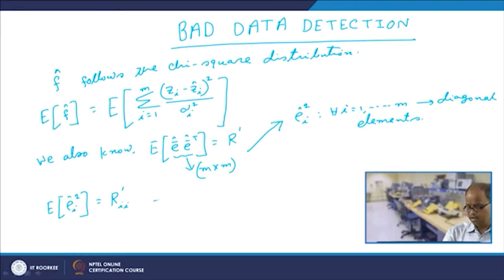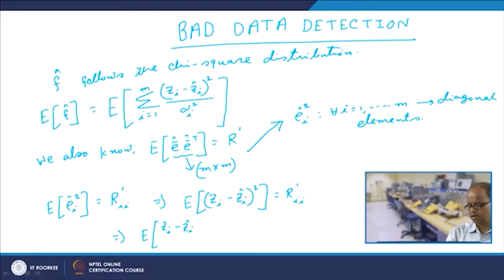So, we can say that the expected value of (z i minus z i hat) square is equal to R i dash. Then I can say that the expected value of (z i minus z i hat) square by R i dash is equal to R i dash by R i dash, which is equal to 1.